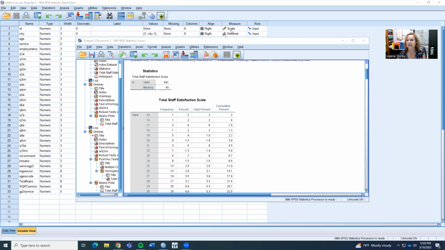Today I will be demonstrating the one-way ANOVA. So let's go ahead and get started. What we've been asked to do in this module is to conduct a one-way ANOVA with post-hoc tests if necessary, to compare staff satisfaction scores across 3 levels of length of service.